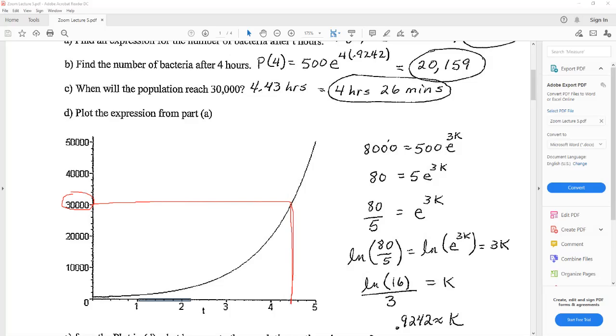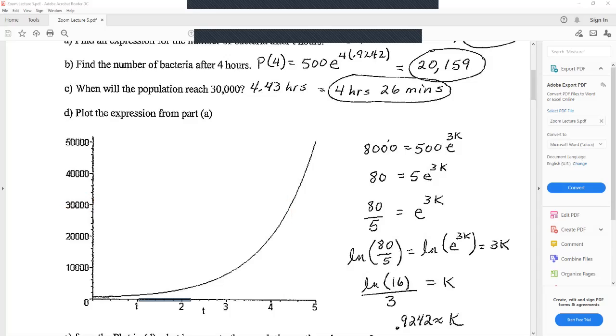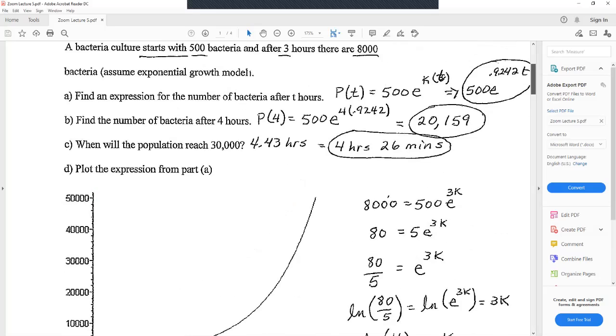What else did we solve for? Well, if we go back to part B, part B says to find the number of bacteria after 4 hours. And after 4 hours, we got a little over 20,000. So let's take a look at that on the graph.